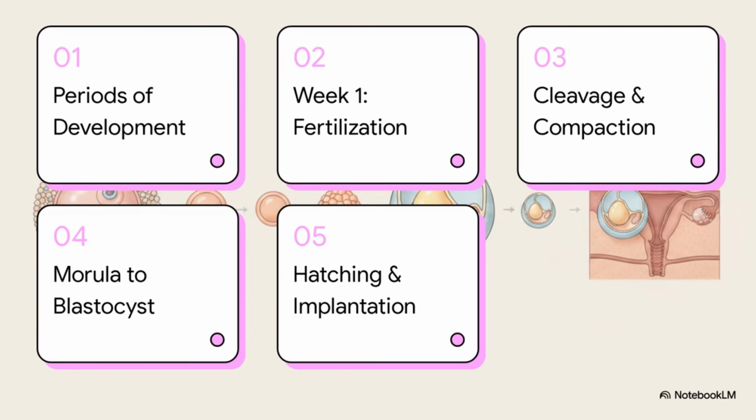So here's our roadmap. We're going to start by looking at the big picture of human development, just to get our bearings. Then, we'll zoom right into week 1. We'll trace the embryo's path from the moment of fertilization through these super-fast divisions called cleavage and compaction, all the way to the formation of the blastocyst, and we'll wrap up with how it prepares for implantation. Believe me, it is a packed week of some incredible changes.